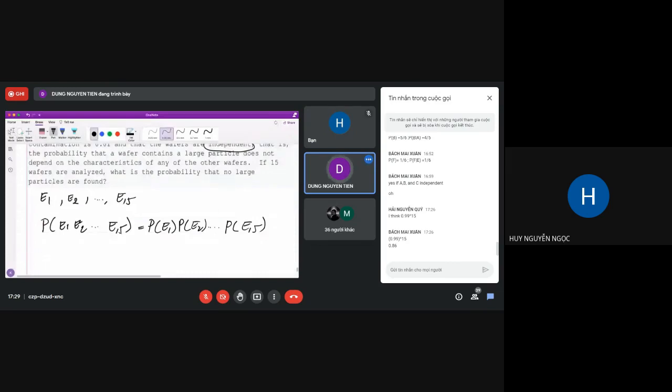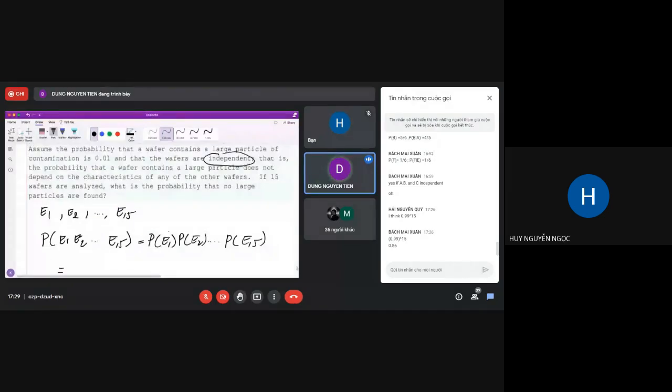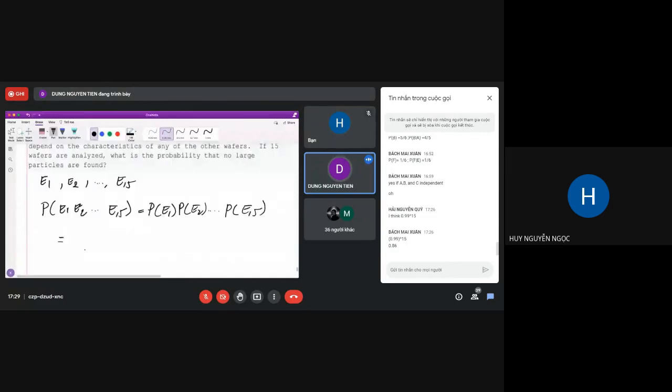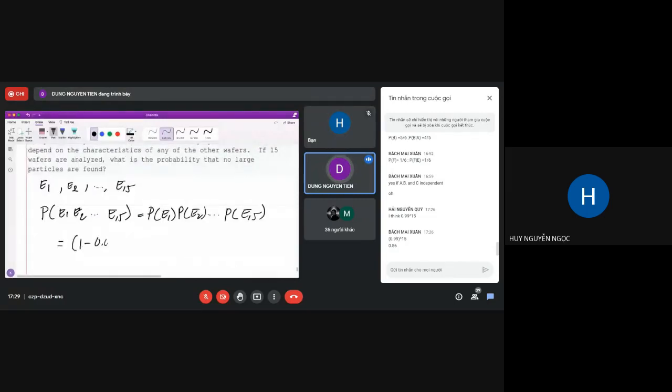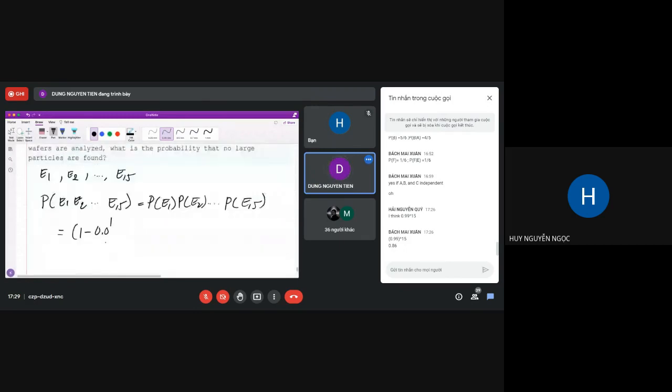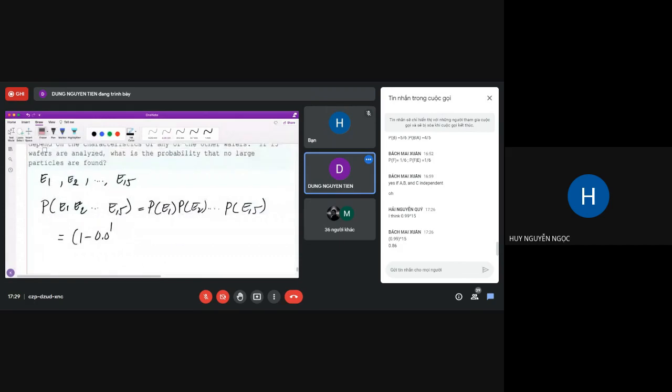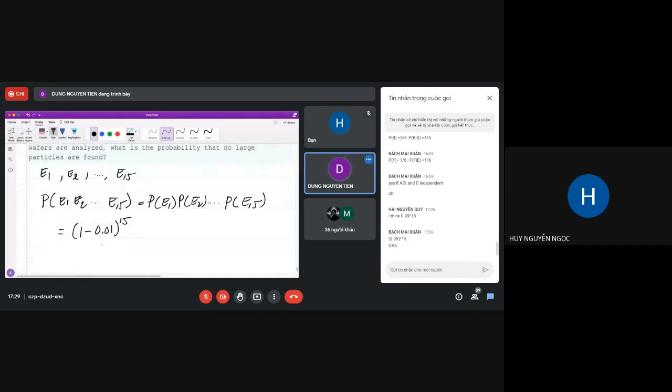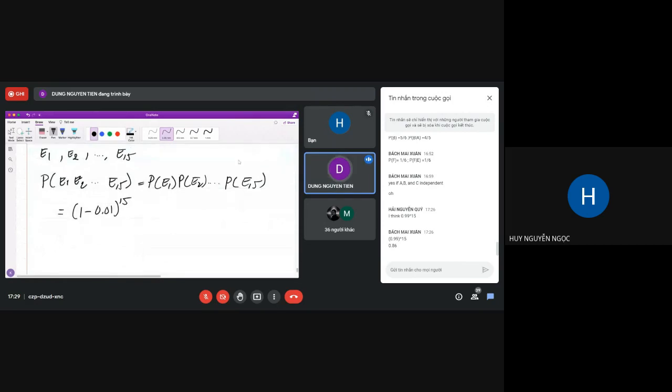What is the probability of E1? The probability of E1 is the probability that the first wafer contains no large particle of contamination. That will be 1 minus 0.01, because 1% is the probability that you can observe a large particle of contamination. And because there are 15 wafers, you get the power 15. That's clear. So this problem is very easy.